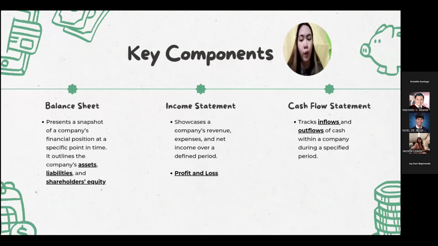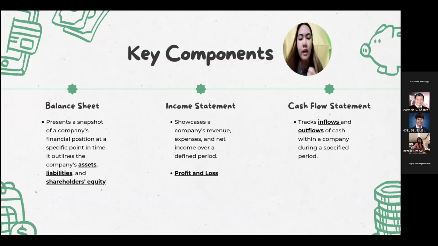Assets are resources owned by a company or an individual that have economic value and can provide future benefits, while liabilities are obligations or debts of a company to another company or individual that need or are expected to be settled in the future. Then shareholders' equity is the owners' residual interest in the assets after deducting liabilities, essentially representing ownership.